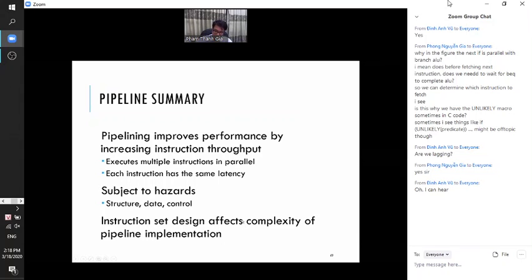The instruction set is designed to affect the complexity of the pipeline implementation. When the designers design instructions, they try to divide each instruction into small parts, with each part having the same cycle time, and could use different parts of the circuit connected through the data path. For example, the memory, the register, something like that. So in that case, it can improve the pipeline implementation.